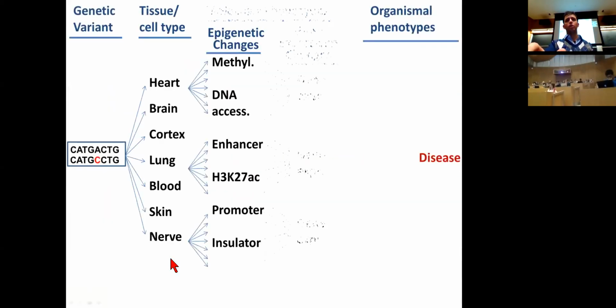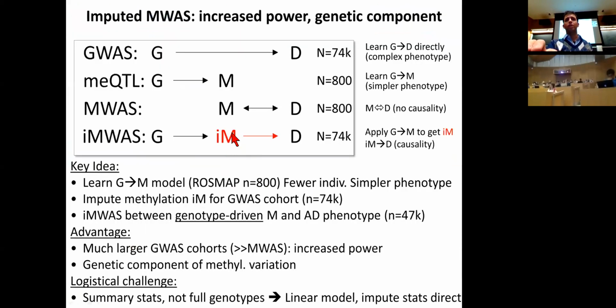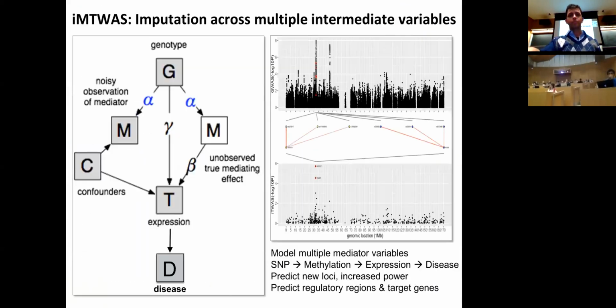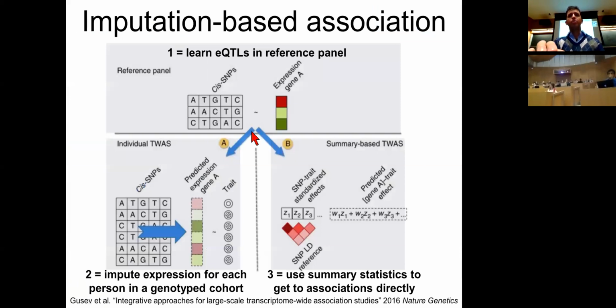I alluded to it earlier, the concept of being able to impute methylation and then use that in many more individuals. But there are two ways to do that. The first way: how does the imputation-based association work? You have a reference panel, say GTEx, where you learn the association between genotype and expression. Then you have an application panel where you have the genotypes of these individuals. For every individual, you take their genotype, apply the eQTL model that you just learned, and predict their expression level. And then you associate these expression levels with a trait, okay?